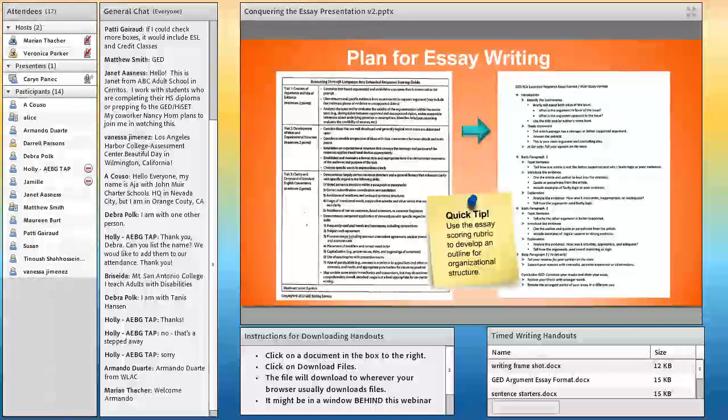So for example, where it says under body paragraph, introduce the evidence, they can put in paragraph 2 and the first word of the line, so they can start to plan out their essay as they go. So this is a great tool to use for planning and note taking.